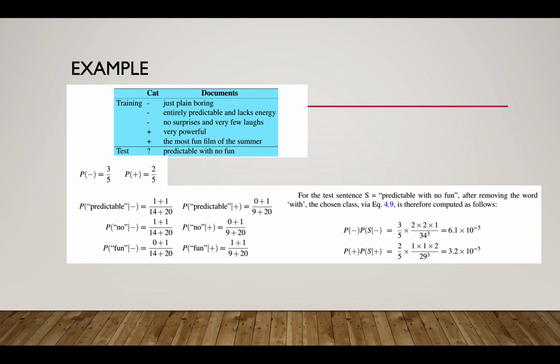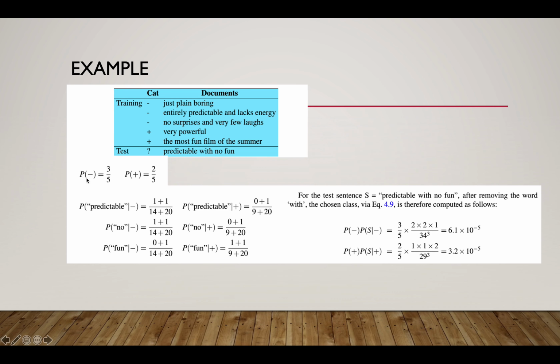Okay, so let's look at this, and it'll make everything make more sense. Let's say we have this training data. Here are some sentences that are small movie reviews. And then we have this new example of a review that we want to see if it's positive or negative. So let's see the probability that it's positive and the probability that it's negative.